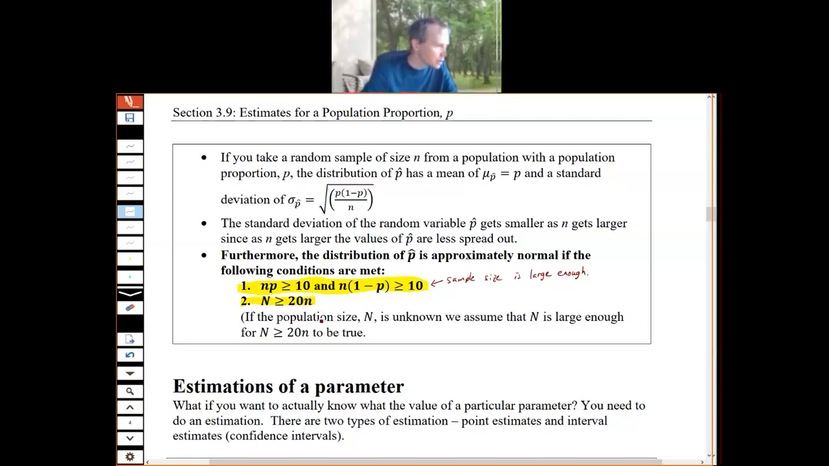The next condition is checking to see that our population is large enough. Okay, that's something that we might not have thought about as being that important, but the reason why we need a large population is a little bit more subtle. Okay, but I'm going to give you a quick example to maybe illustrate why we need to do this.